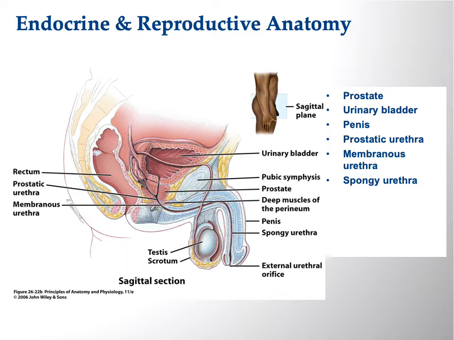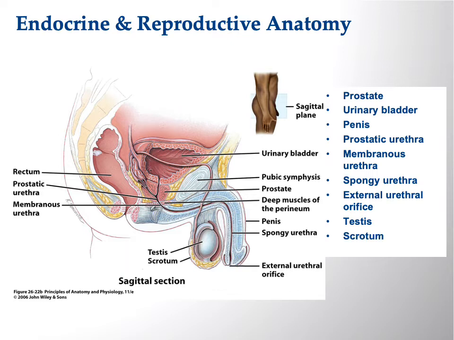From then on, the urethra goes through the penis, and it's called the spongy or penile urethra. You can call it either one. Spongy is because it runs through tissue called the corpus spongiosum. So that's why it gets called the spongy urethra. The external urethral orifice at the tip of the penis.